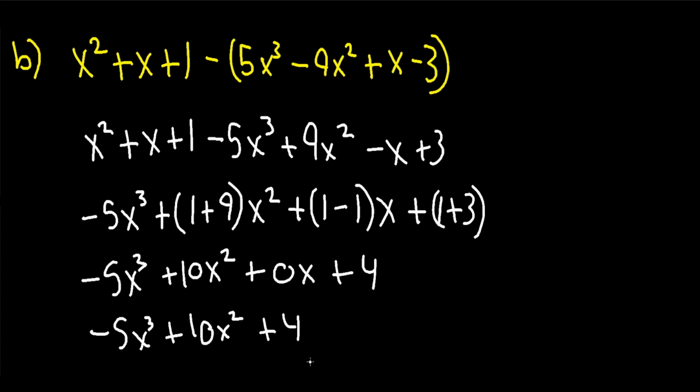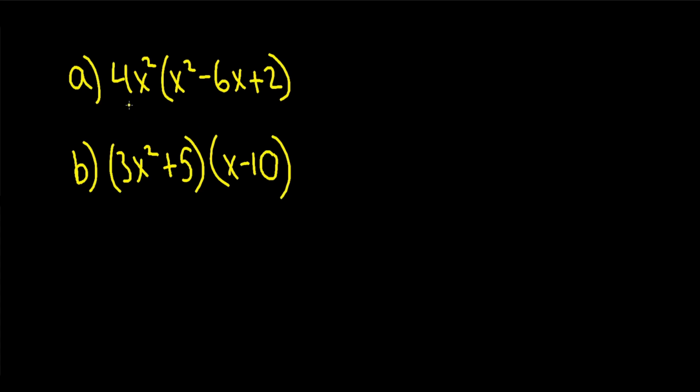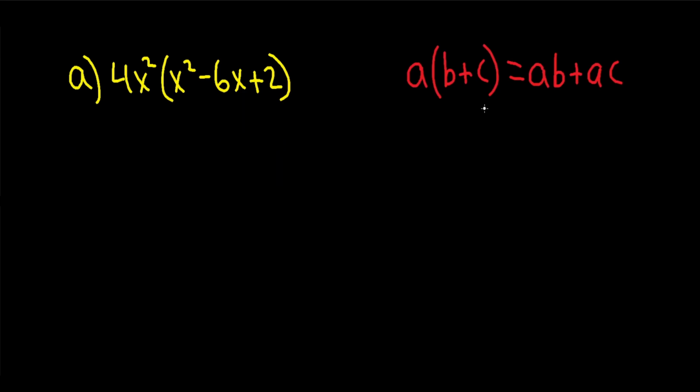And that should be our answer. On to multiplying polynomials, where for a, we have 4x to the power of 2 distributed over this trinomial, and then in b, we're going to look at using the FOIL method to distribute the binomial. Now for a, this is nothing more than a quick application of the distributive law, so we're going to get 4x to the power of 4 minus 24x to the power of 3 plus 8x squared.